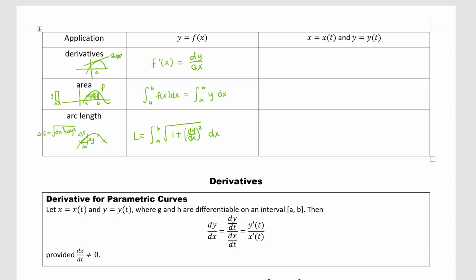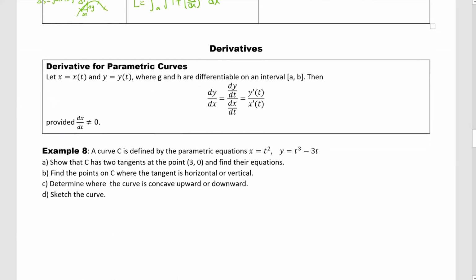Okay, so today we're going to revisit this for parametric equations. We're going to figure out the corresponding formulas for derivative, area, and arc length. In this chapter, 10.1 and 10.3 are so important. In 10.3, we're going to visit polar coordinates and polar curves, and figure out the formulas for polar functions.